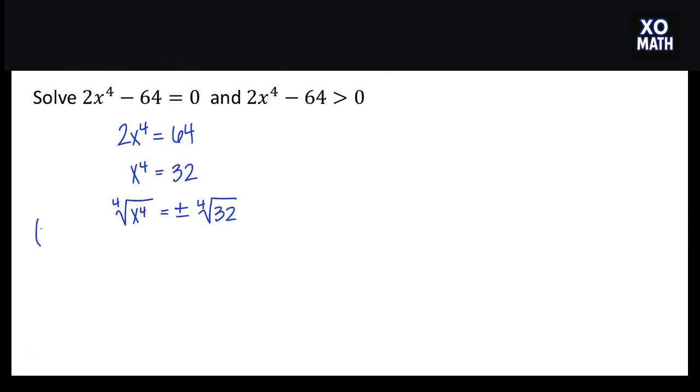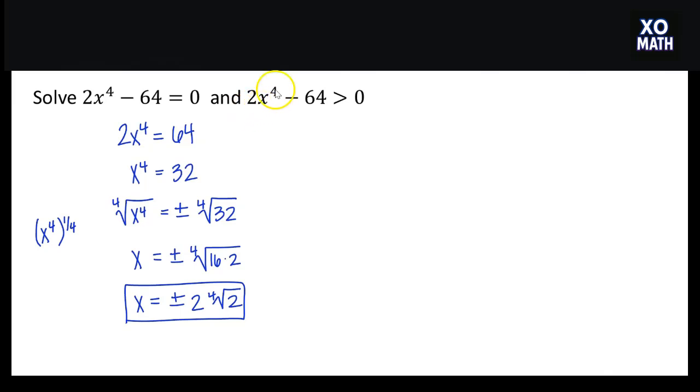because what's happening is this is x to the fourth to the 1/4, and 4 times 1/4 is 1, so we have just an x on the left equals plus or minus the fourth root of 16 times 2. So I'm writing it like this because the fourth root of 16 is just 2, so we can write our final answers as x equals plus or minus 2 times the fourth root of 2.